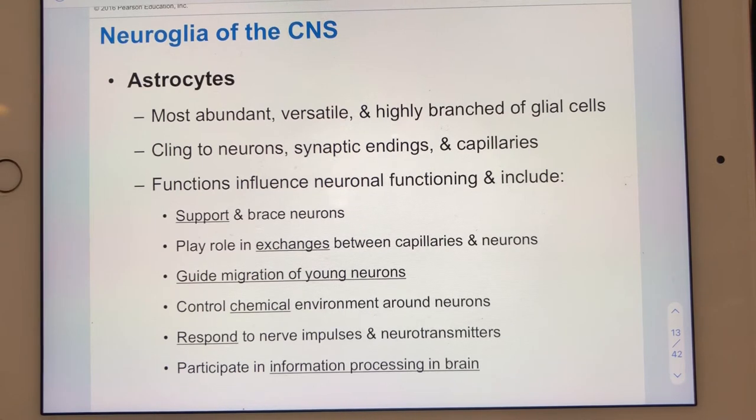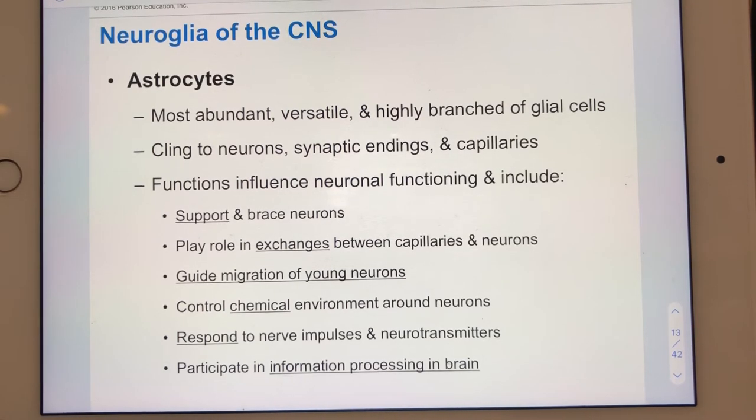Astrocytes also help to regulate the content of the fluid surrounding neurons, which is especially important where ions are concerned, because ions have a huge influence on the functioning of neurons. If ions in the fluid, extracellular fluid, outside neurons, are in excess or deficient in comparison to their norm, that could really impact the function of neurons in a deleterious way. Let's see what else.